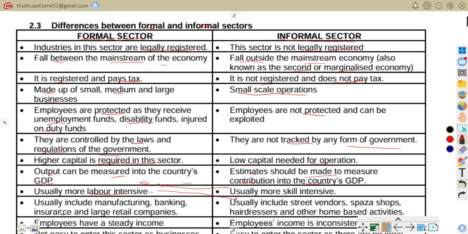Formal usually includes manufacturing, banking, insurance, and large retail companies. But informal usually includes street vendors, spaza shops, hairdressers, and other home-based activities. So let us move on.